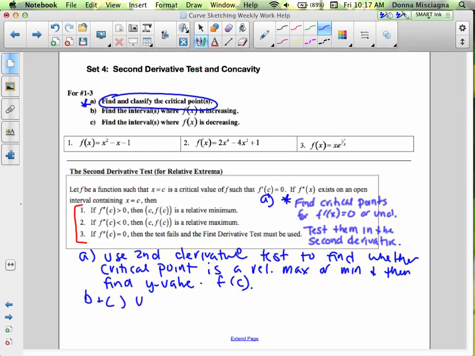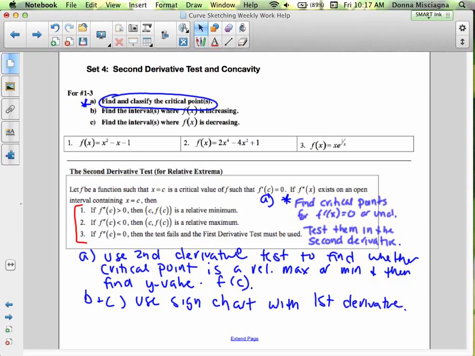To use a sign chart, just like you did on the first derivative of monotonicity. So use a sign chart with the first derivative. Okay, so that's for B and C.